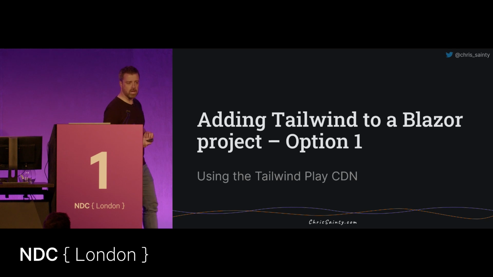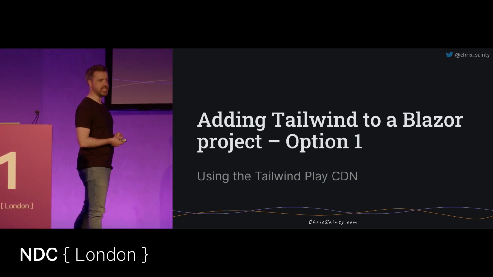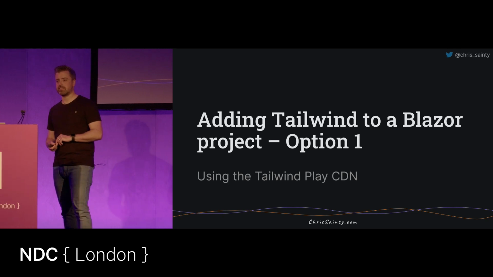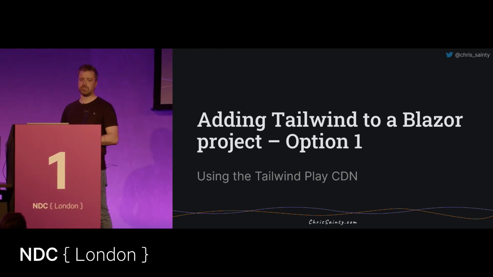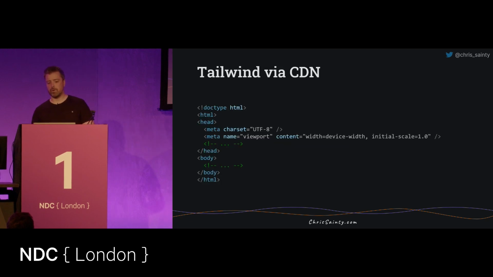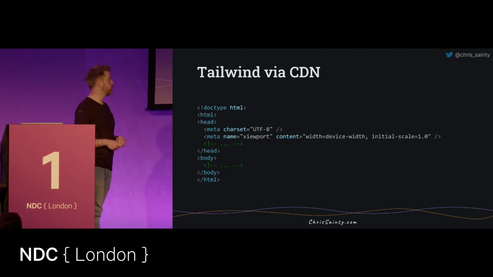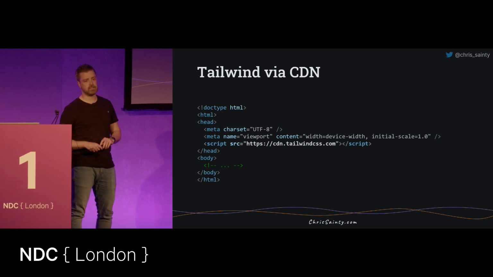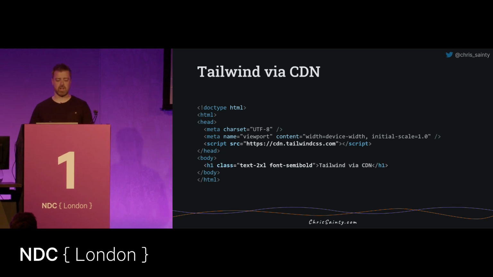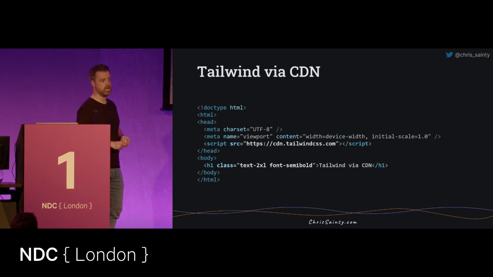So let's talk a little bit about how we actually integrate this with Blazor now. The first option I'm going to talk to you about is the quickest and the simplest, and that is integrating it using Tailwind's new Play CDN. All right. So with the Play CDN, it's really, really simple. We basically add a single script tag with that URL, and then we just start writing our style classes. Okay. We can just get going.